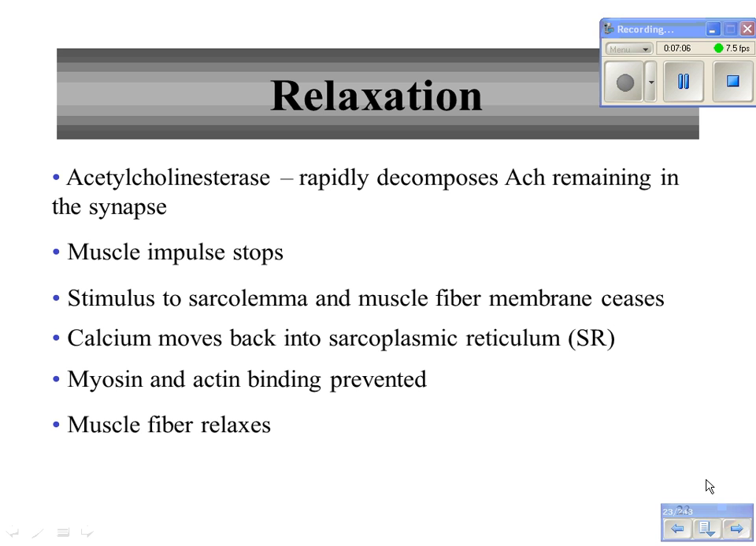So the question now becomes, how does relaxation actually take place? If you remember in the previous video, when the neuron was releasing acetylcholine, one of the actions was to break down that acetylcholine with an enzyme called acetylcholine esterase. So the enzyme breaks down the acetylcholine into its choline part and its acetic acid part.